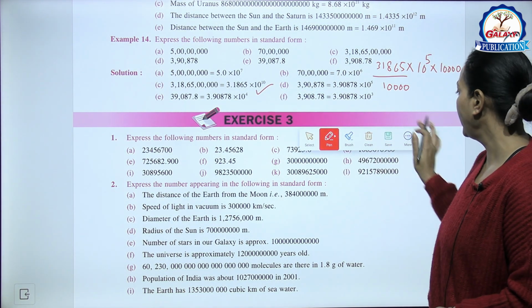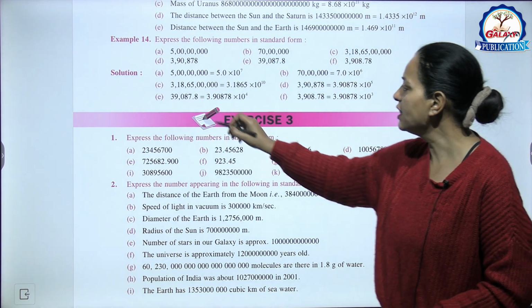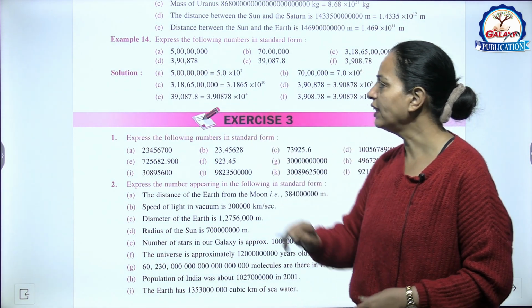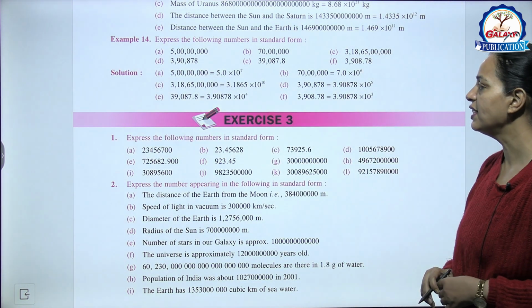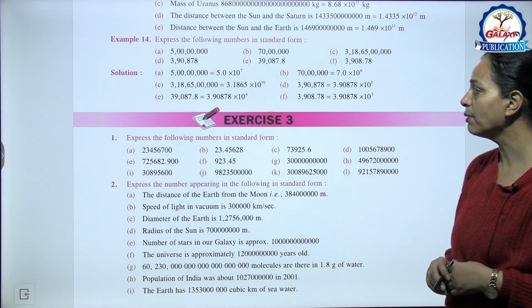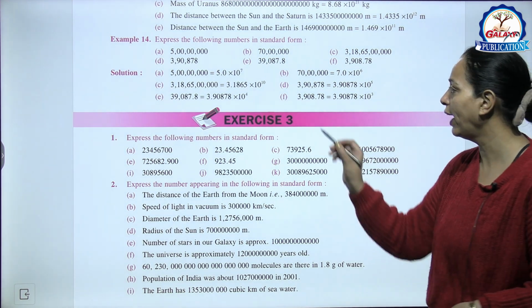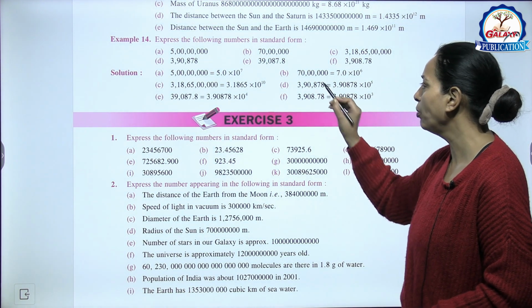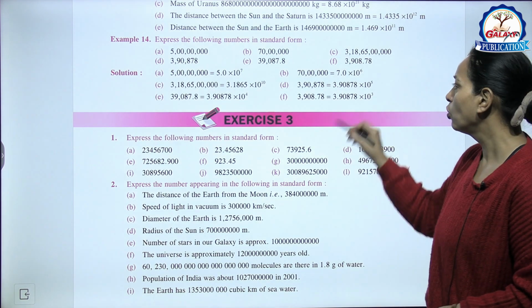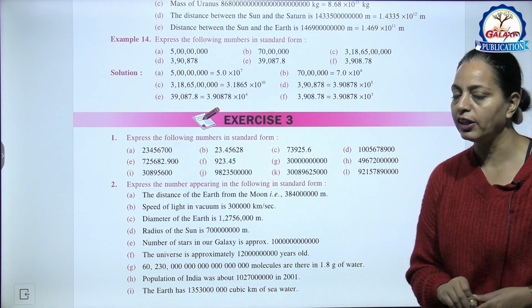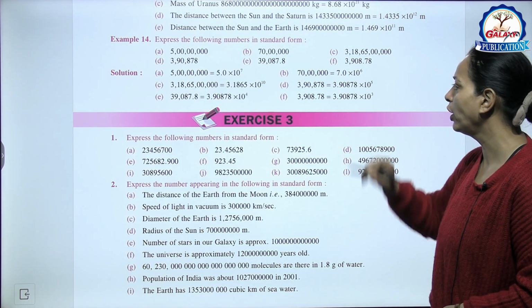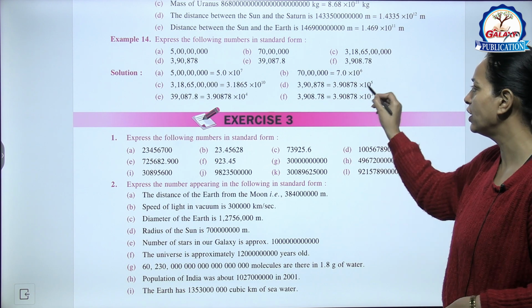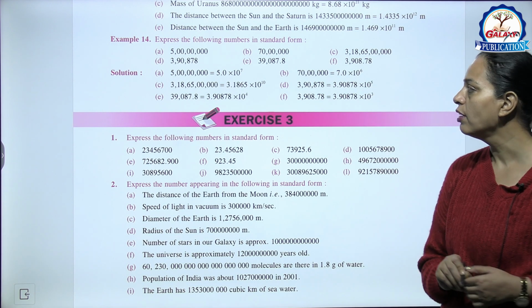Okay, then the next is D part, 3,90,878. Now where do we have to put the decimal? Between 3 and 9. So how many zeros do we need? 5 zeros. So we will multiply by 5 zeros as well. So the answer is 3.90878 into 10 raised to the power 5.